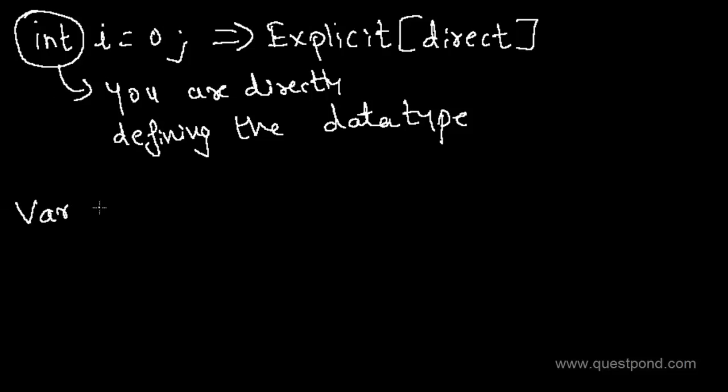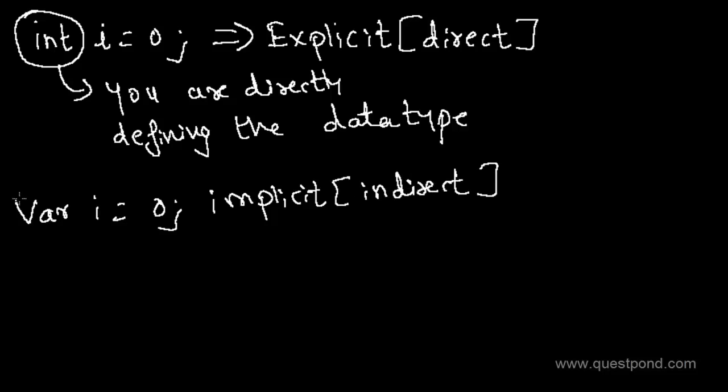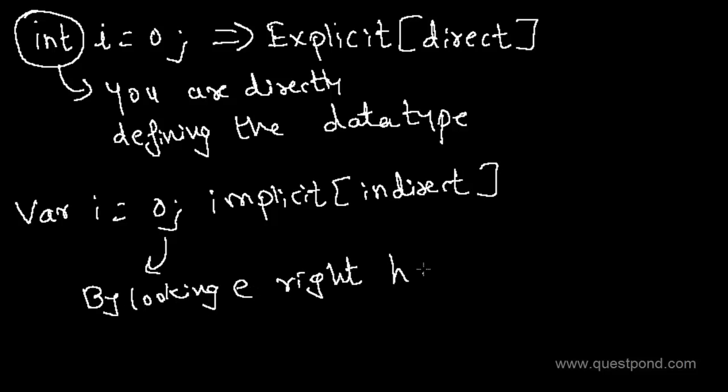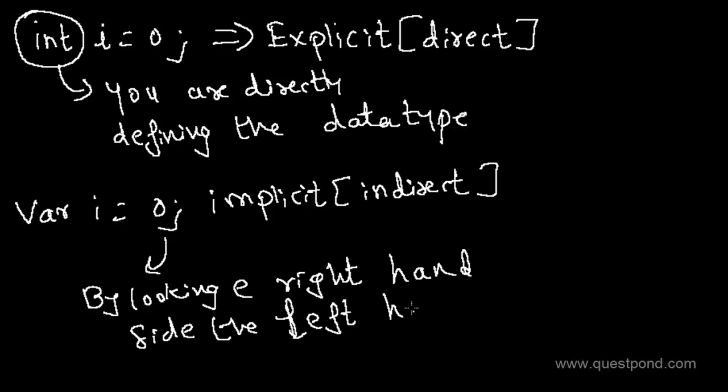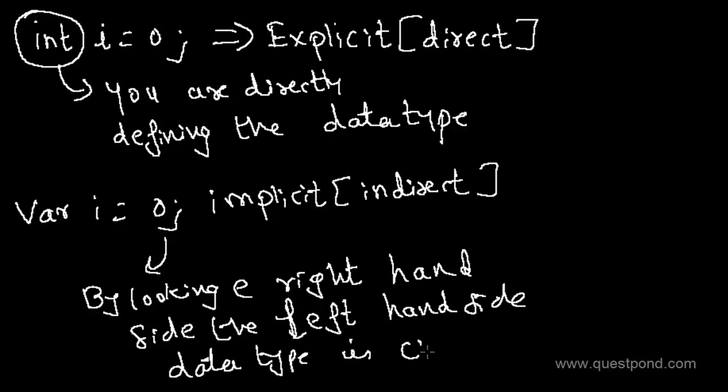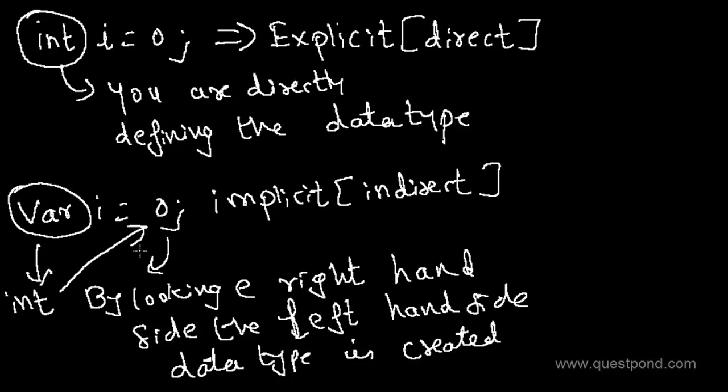Now, when you define a data type with a VAR keyword, you are actually defining the data type indirectly or implicitly. In other words, when you use the VAR keyword, the compiler looks at the data which is present on the right hand side and creates the appropriate data type during the compilation process. For instance, in this scenario, the data is numeric 0, so it replaces the VAR keyword statically to int during the generation of the IL code.